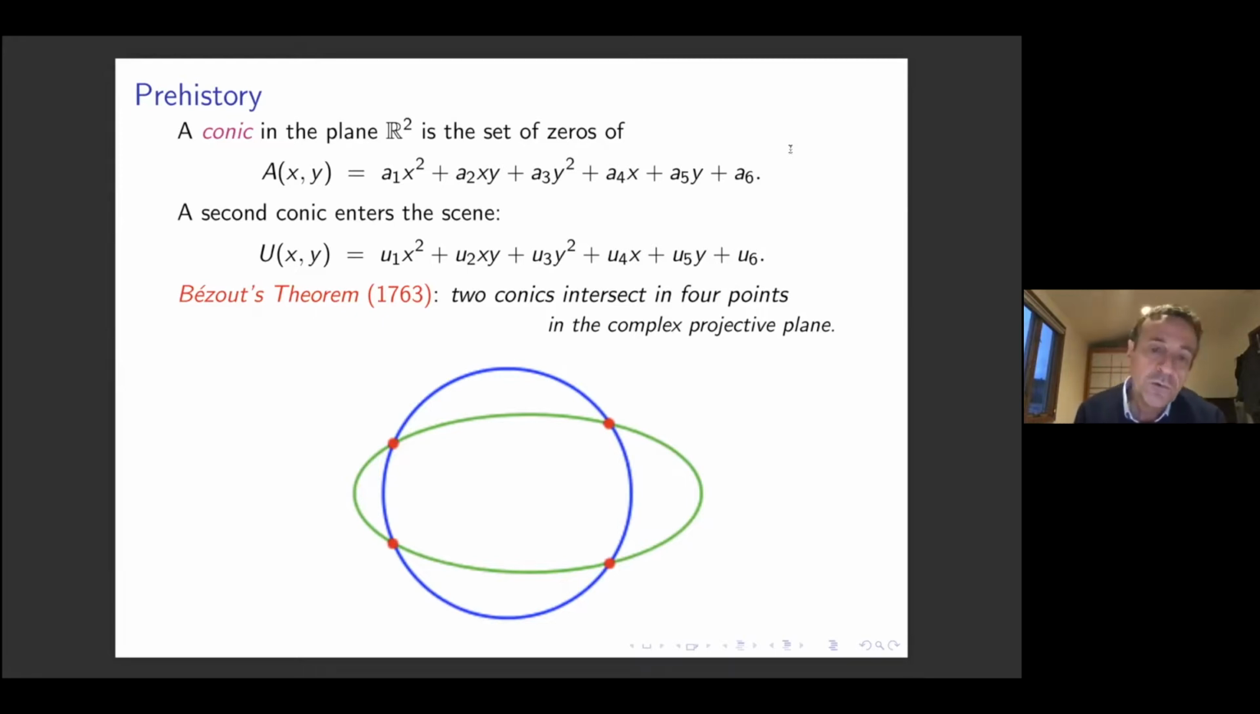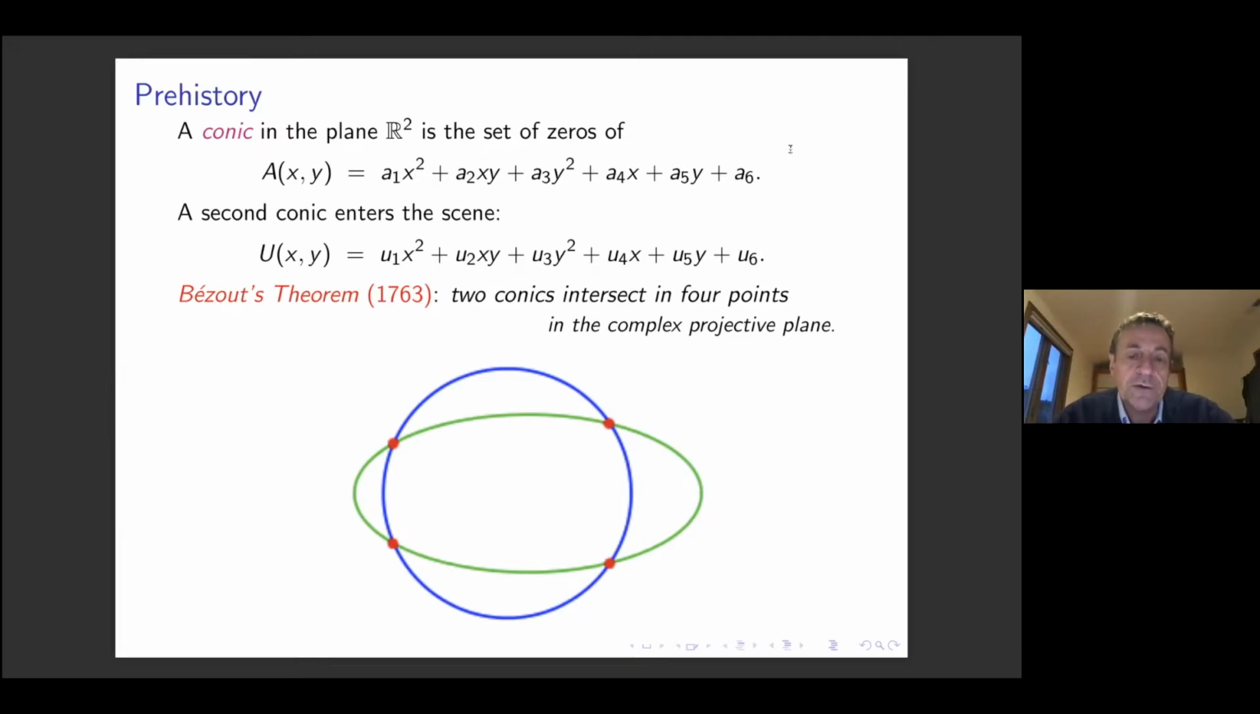Now, Bezout, 250 years ago, tells us that two conics will always intersect in 4 points in the complex projective plane. Or more generally, if you have two curves of a given degree in the plane, then the product of the degrees will be the expected number of intersection points. And here it's important that we work over the complex numbers, right? Because over the real numbers, typically the intersection points will be 4, 2, or 0.